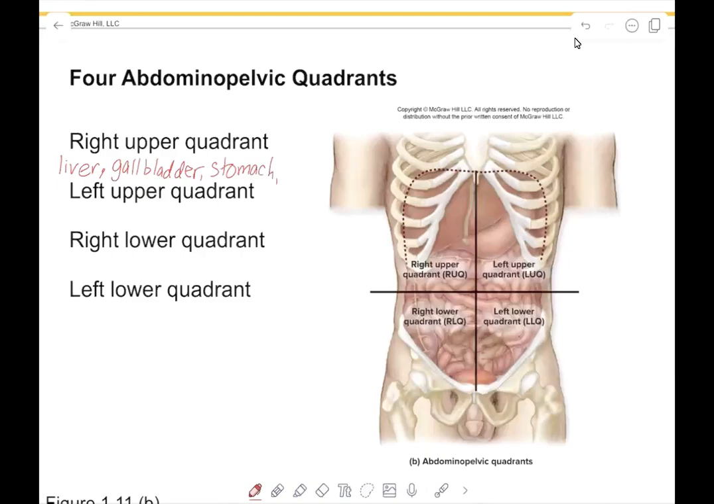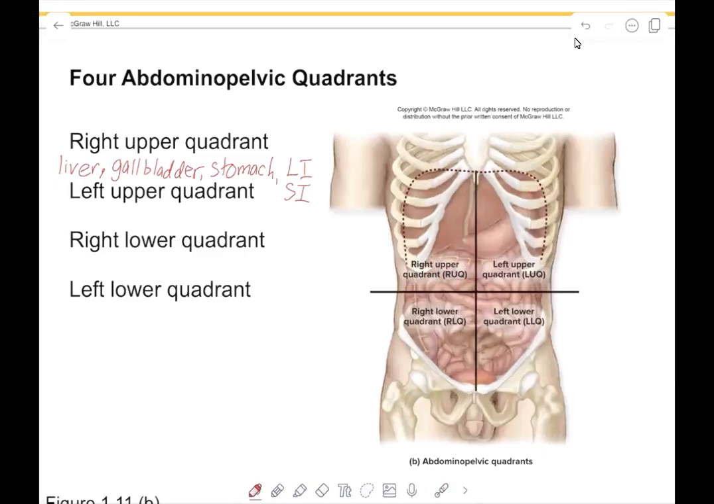as well as a portion of the large intestine, as well as some of the small intestine. And at this point, you don't need to know the regions of the small intestine or the large intestine. So we can see the bulk of the liver. There's still some liver in the left upper quadrant, a little bit of the stomach, large intestine, gallbladder, and some of the small intestine.